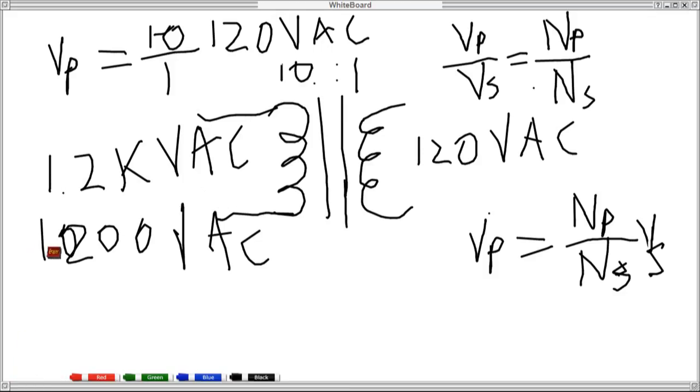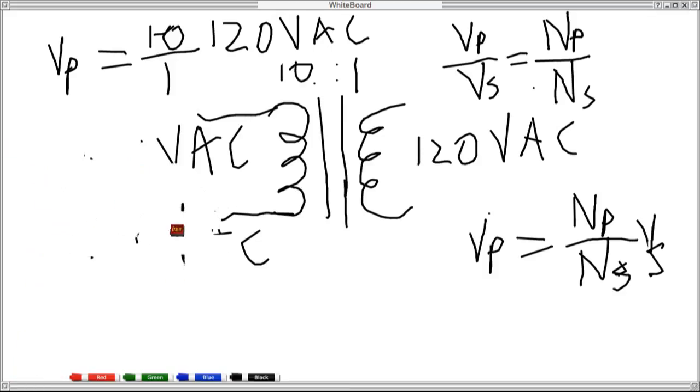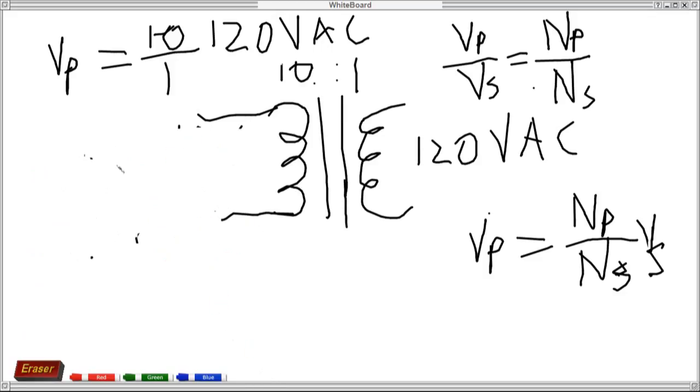Okay, let me clean that up, it's a mess. So you have on this side 1.2 kilovolts AC. Okay, that's how much you need to feed in here.